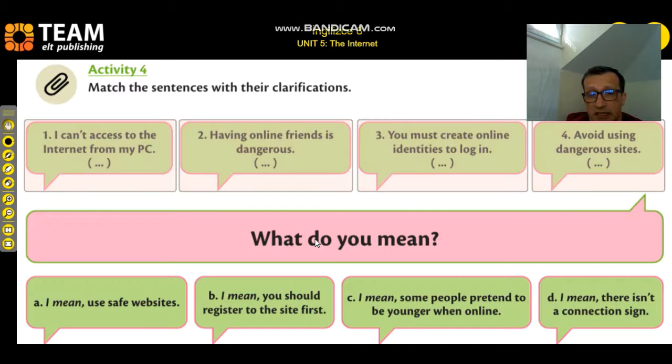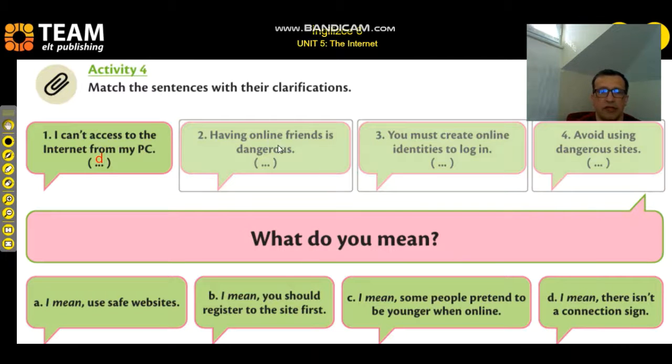I can't access to the internet from my PC. So the person doesn't understand and says, what do you mean? I mean there isn't a connection sign, okay? The first one here is D, okay? The first one is D. The first person says, I can't access to the internet from my PC. This is the first person, and this is the second person. He or she doesn't understand and asks, what do you mean? And the first person says, I mean, there isn't a connection sign. What about the second one?